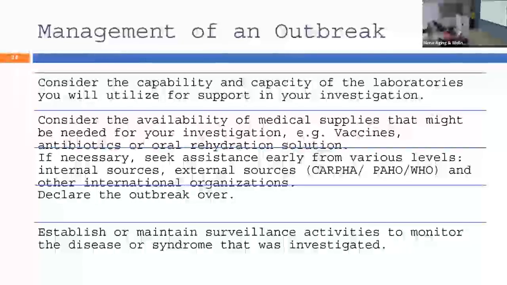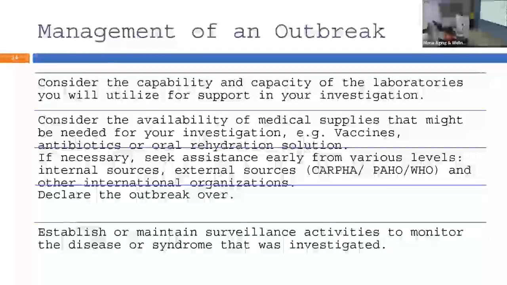So you consider the capability and capacity of the lab, and let's say luckily we had capacity to test for leptospirosis, but for certain conditions we have to send overseas. Certainly for COVID, initially we were sending the samples to CARPHA in Trinidad, but by the time we had the first case, we had in-country capacity.